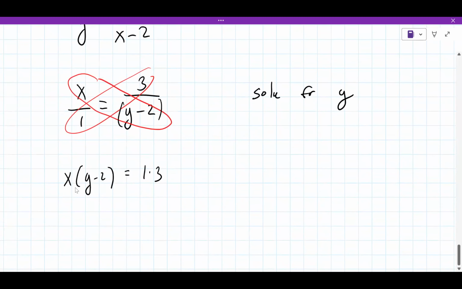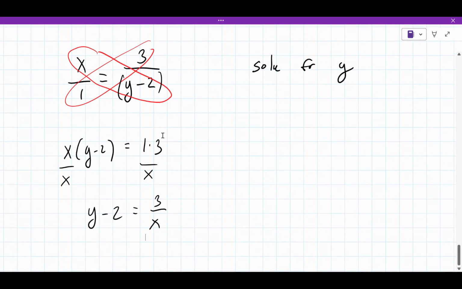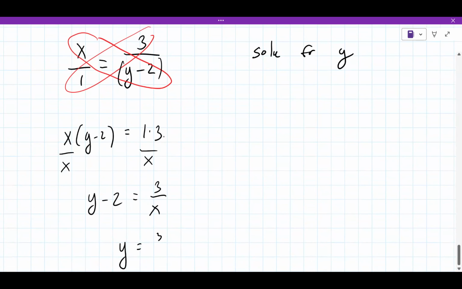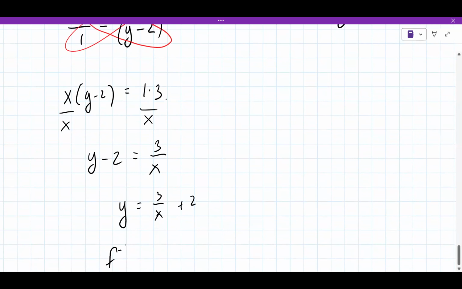Right, and because we're solving for y, you really want to get rid of this x here. So you end up dividing both sides by x. Y minus 2 equals 3 over x. All right, we're almost there. What do we do to solve for y here? Plus 2. So y equals 3 over x plus 2. And then maybe a final step here is to write f inverse instead of y, but this is it.